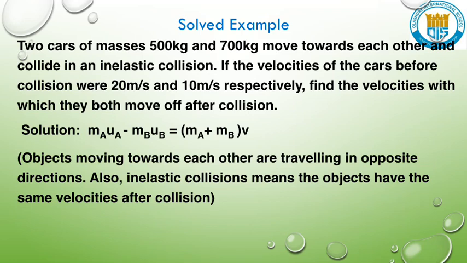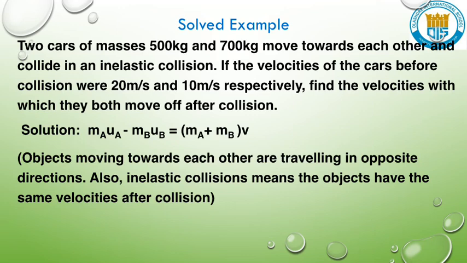Now, if the velocities of the cars before collision were 20 meters per second and 10 meters per second respectively, find the velocities with which they both move off after the collision. Now, take note that the question said they were moving towards each other. That means that before they collided, they were moving in opposite directions. So on our initial velocity side of the equation, which is the left-hand side, that plus that should have been there will become minus. Now, on the right-hand side, the question said that it was an inelastic collision, meaning that they got stuck with each other.